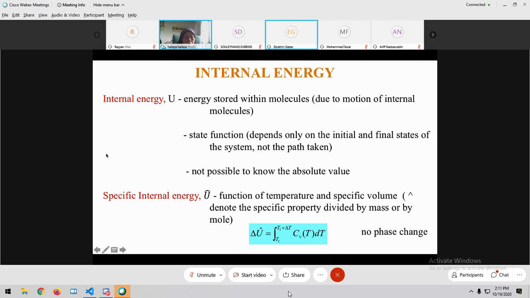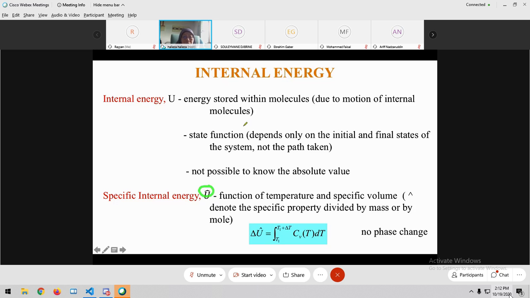Cap. The cap. You got the cap there. That's the cap. Okay, specific. That means per unit mass or per unit mole. That's the cap. If it has a dot on it, then it's the rate.